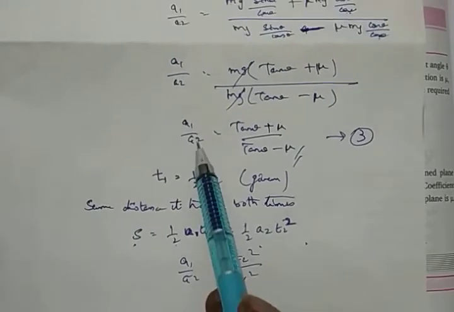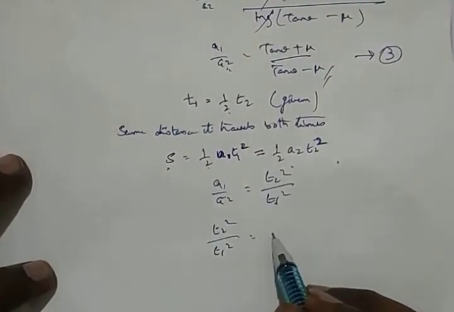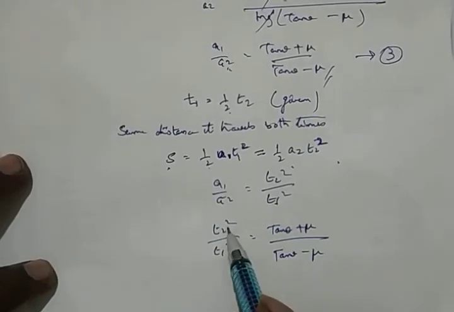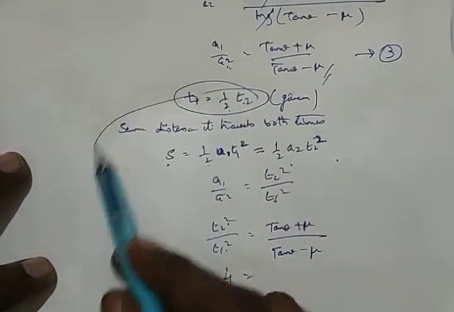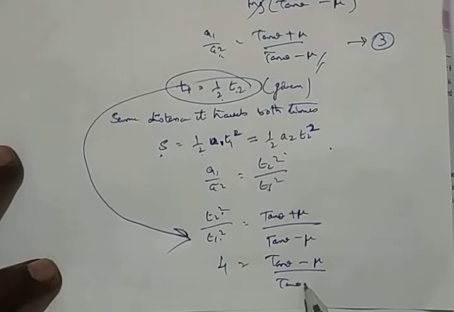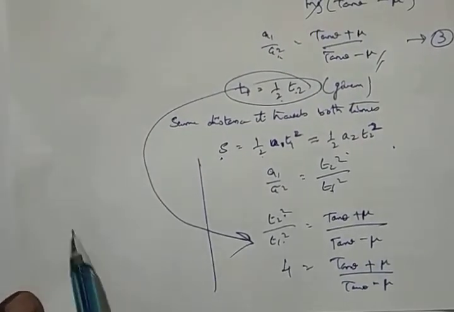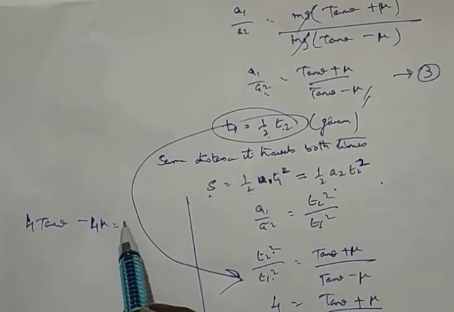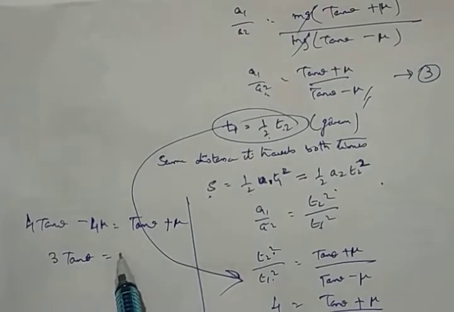That one you can substitute directly here. So it becomes T2 square upon T1 square is equal to tan theta plus mu upon tan theta minus mu. What is T2 upon T1? It is going to be 4, because look at this one. Based on this, you put here 4 is equal to tan theta plus mu upon tan theta minus mu. Cross multiply. You are very close to the answer. Looks quite long, but it is very simple. 4 tan theta minus 4 mu is equal to tan theta plus mu. So it becomes 3 tan theta is equal to 5 mu.